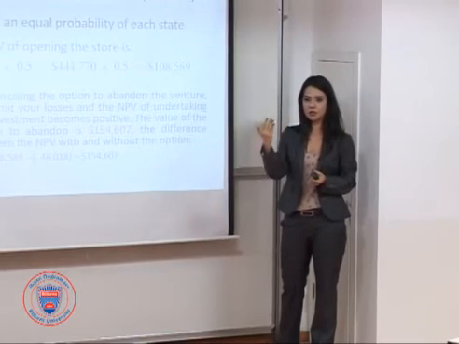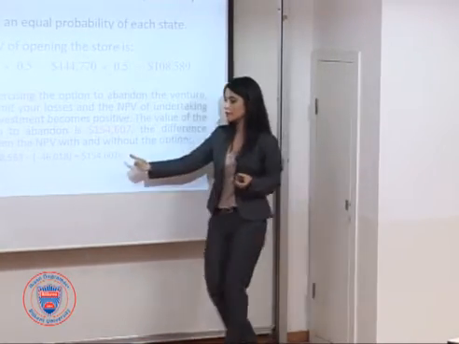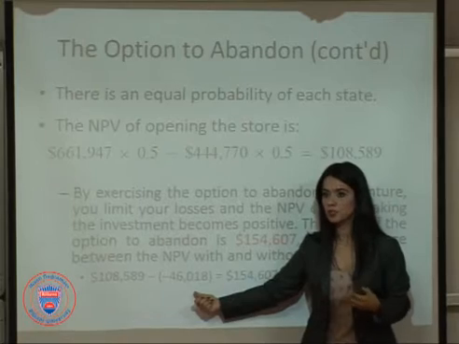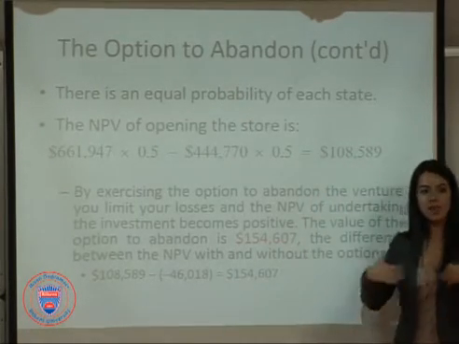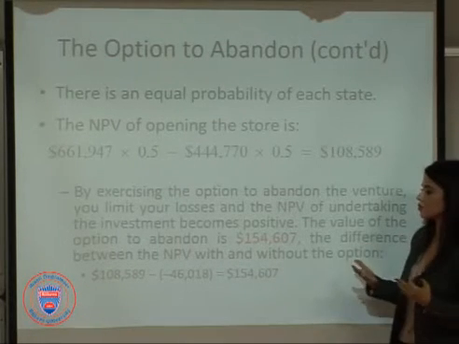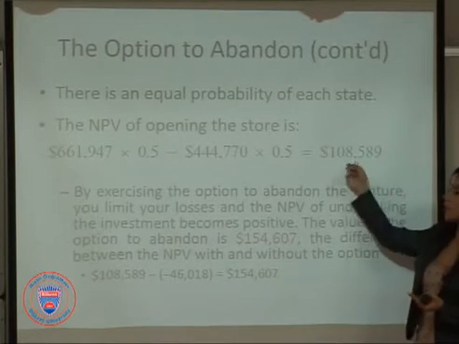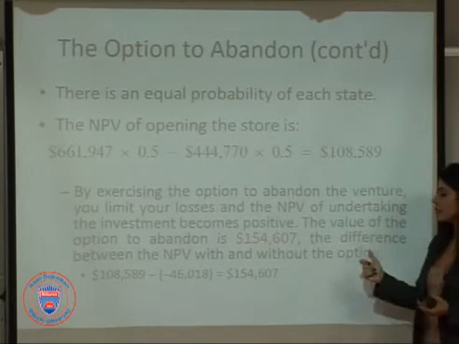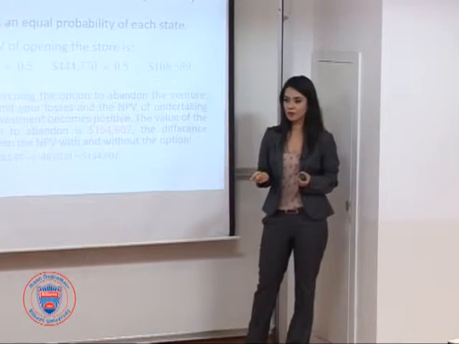Because after 2 years, you have the option to sell. So as you can see, it was a negative NPV project without the option to close the store after 2 years. With this flexibility, with having the option of closing the store in 2 years, you basically increase the NPV. The NPV became 108. The difference between these two is the value of this put option, actually, 154.